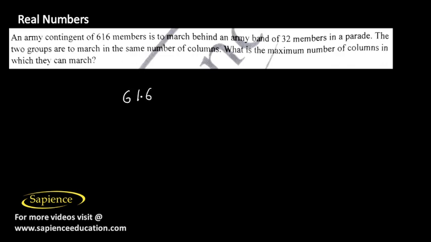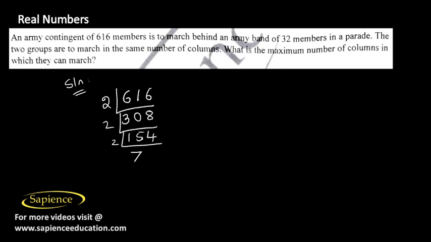We have 616. Dividing by 2, I get 308. Again dividing by 2, I get 154. Again by 2, I get 77. Now dividing by 7, I get 11, and 11 by 11 is 1.